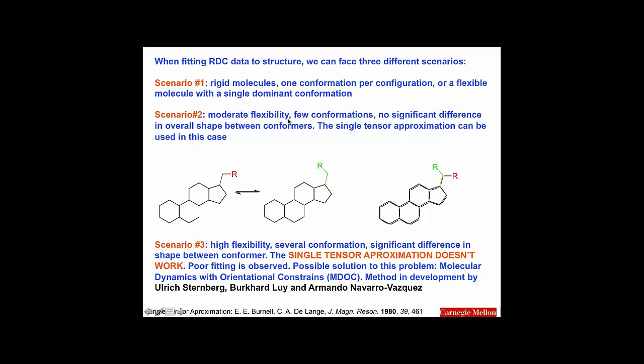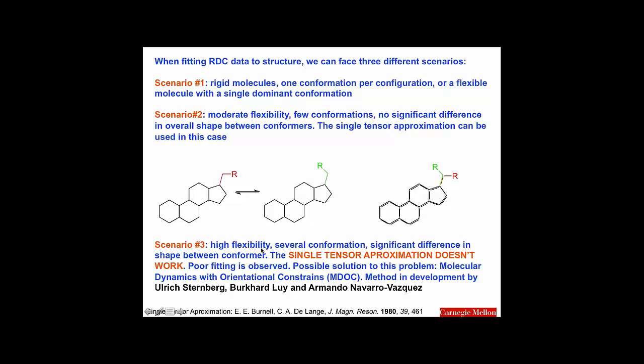Then we have scenario number 2, in which you have moderate flexibility, few conformations, and no significant difference in overall shape between the conformers. The single tensor approximation can be used. For example, this is the case. This conformation is between these 2 species, and this one is the dominant one in the alignment. You overlap, and then you fit to the overlapped structure, and then you average these 2 based on population. There are many cases like that, and you have to analyze case by case.